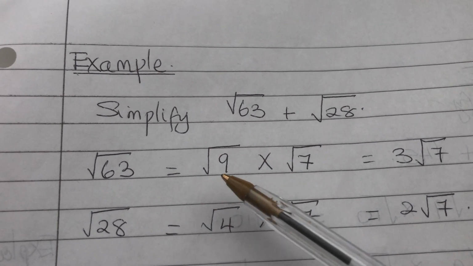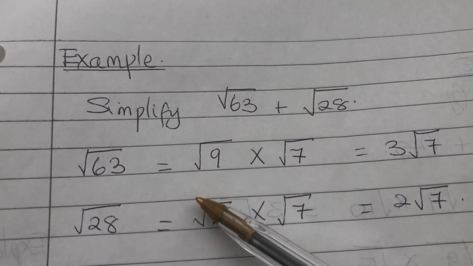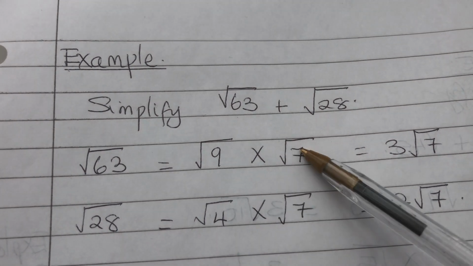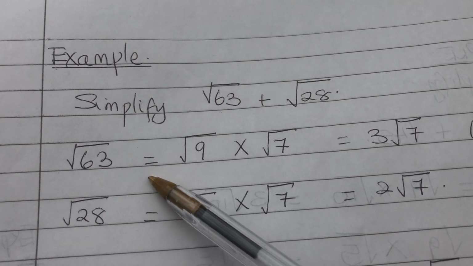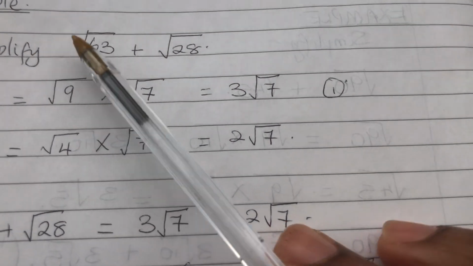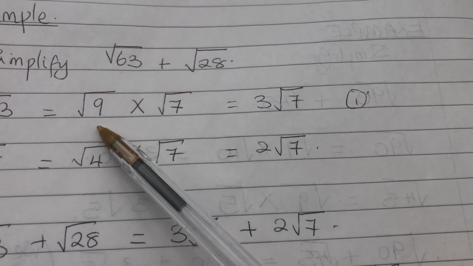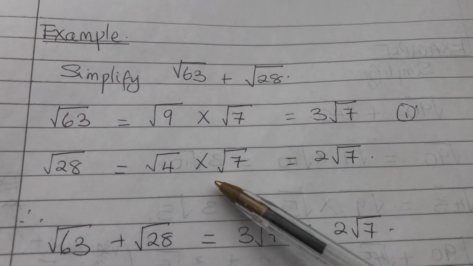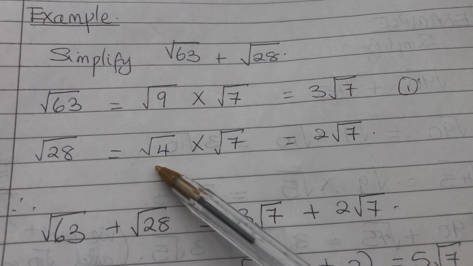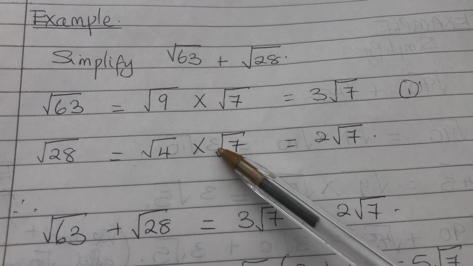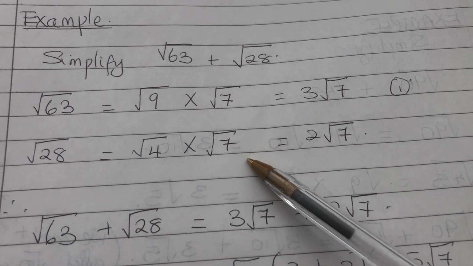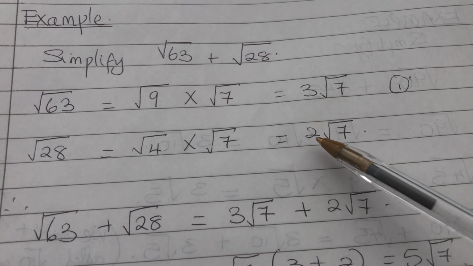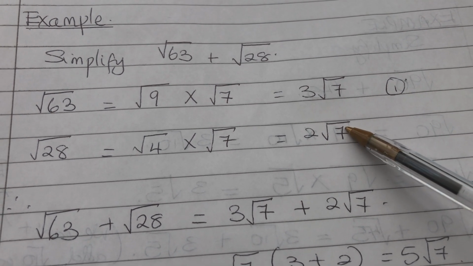Now you can write 63 as root 9 times root 7, because 9 times 7 will give you 63. So root 9 will be 3, and then you have root 7. Root 28 will be the square root of 4 times root 7. So the square root of 4 is 2, giving 2 root 7.